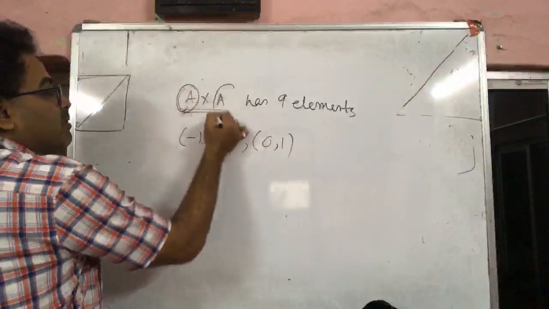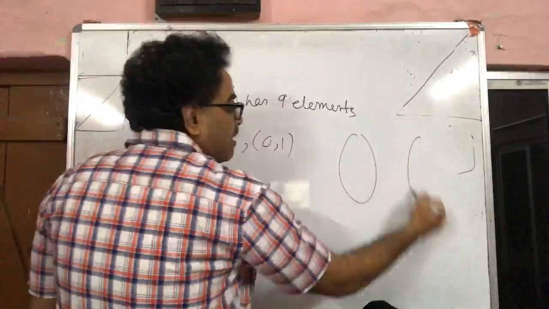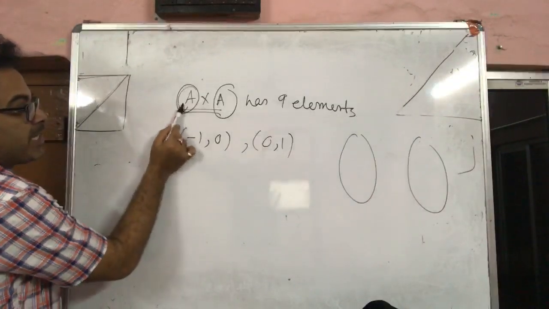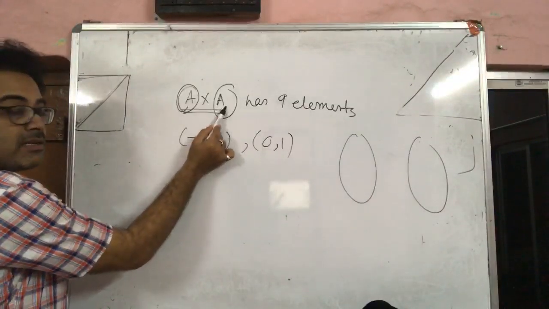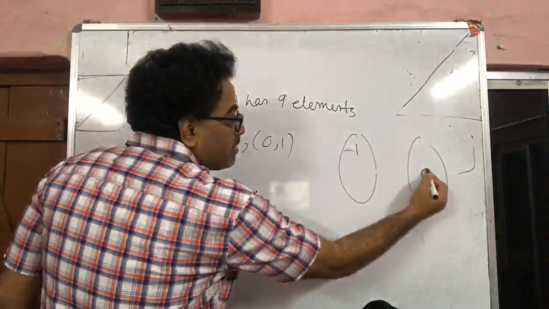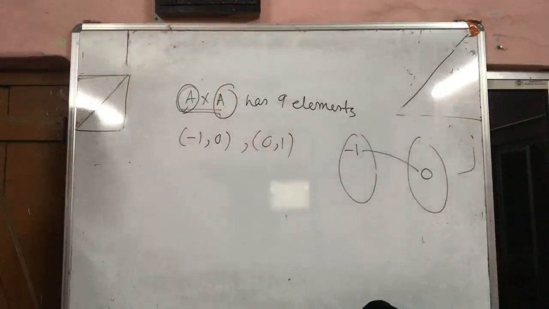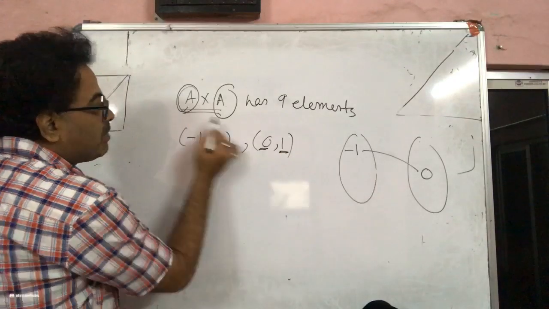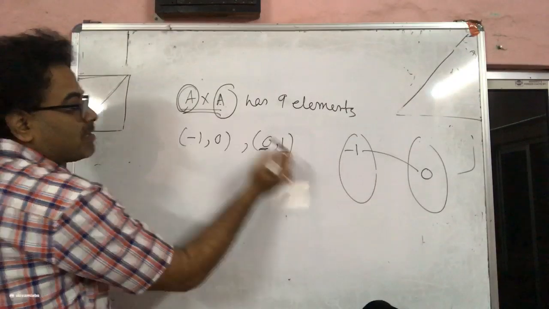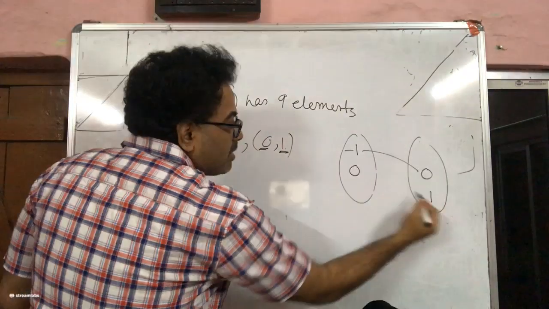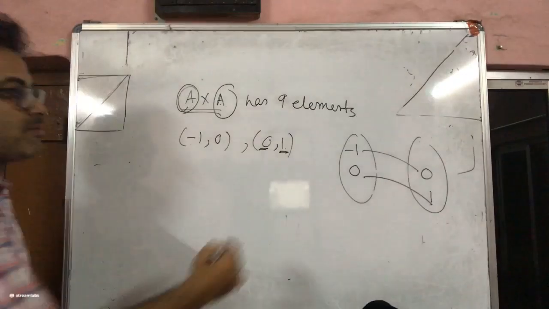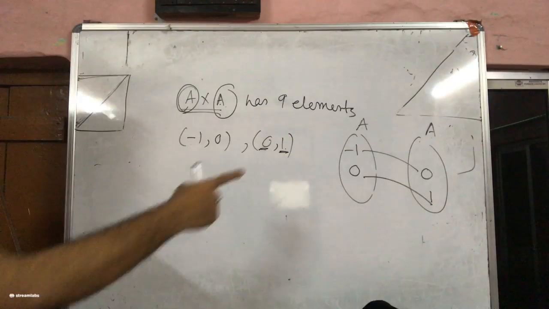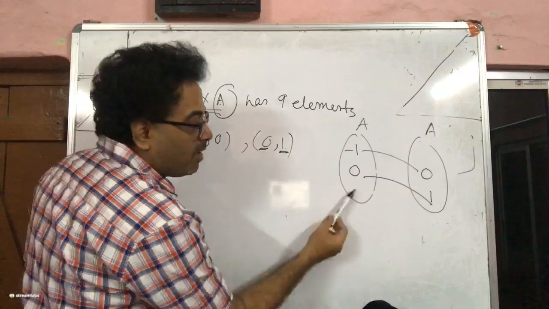Elements of A are linked with elements of A. So same set. So -1 is linked to 0. So -1 will be taken from here and 0 will be taken from here. Second link 0 to 1. 0 from this set, 1 from this set. That 2 links are given. Both are same set.